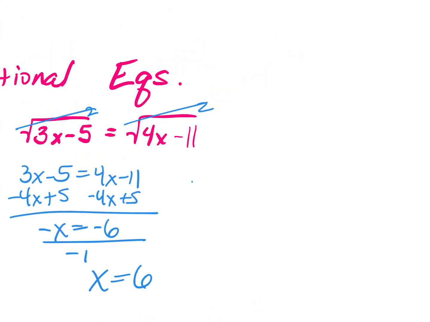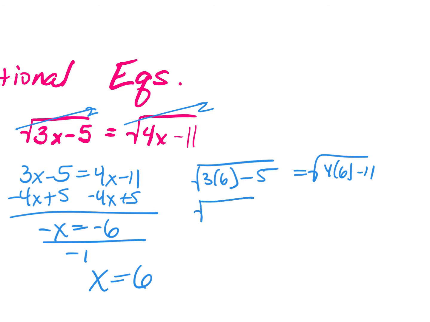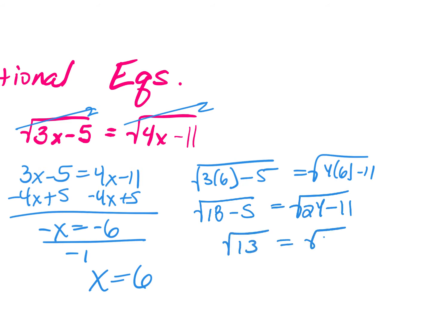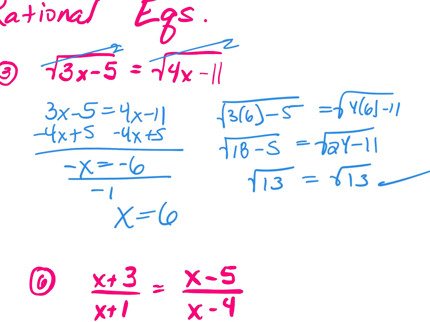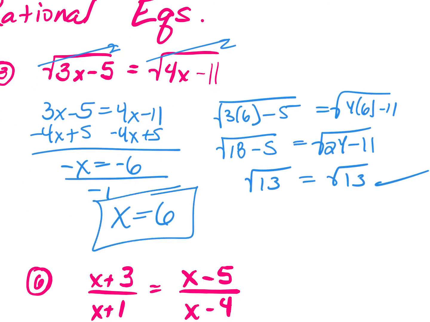Let's just plug it back in real quick and make sure that it satisfies our equation. So 3 times 6 minus 5 on this side, square root of 4 times 6 minus 11 on this side. So 3 times 6 is 18. And over here we have 4 times 6 is 24 minus 11. So 18 minus 5 is square root of 13. Over here, 24 minus 11 is the square root of 13. That is the same, so we are good to go.